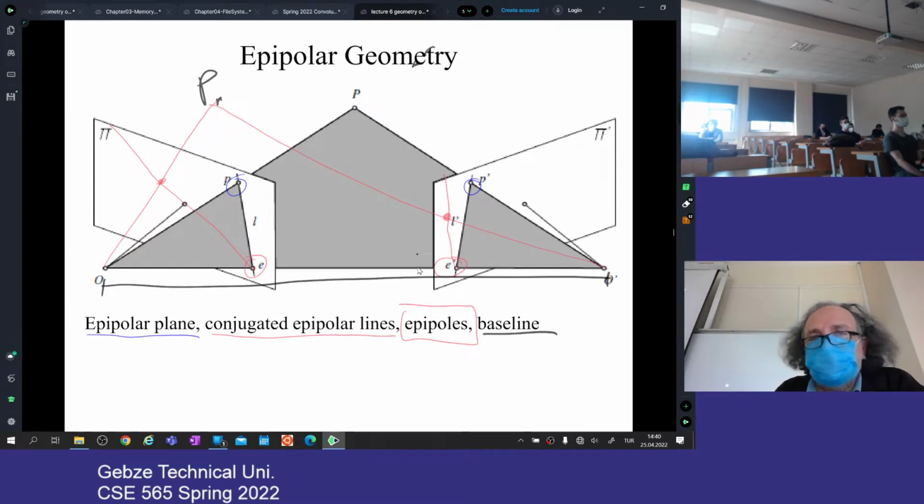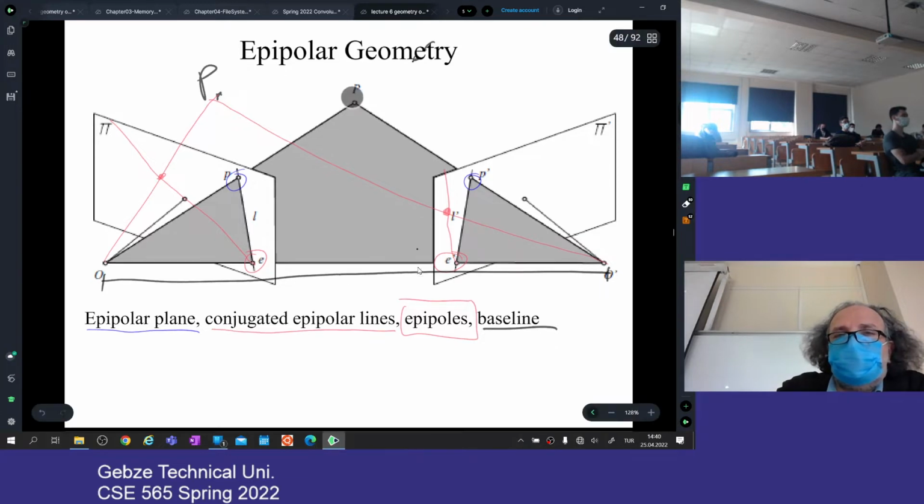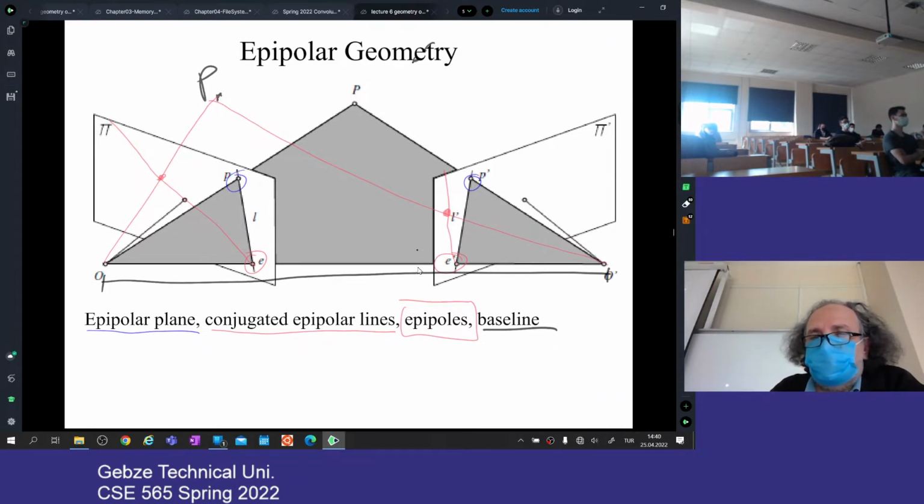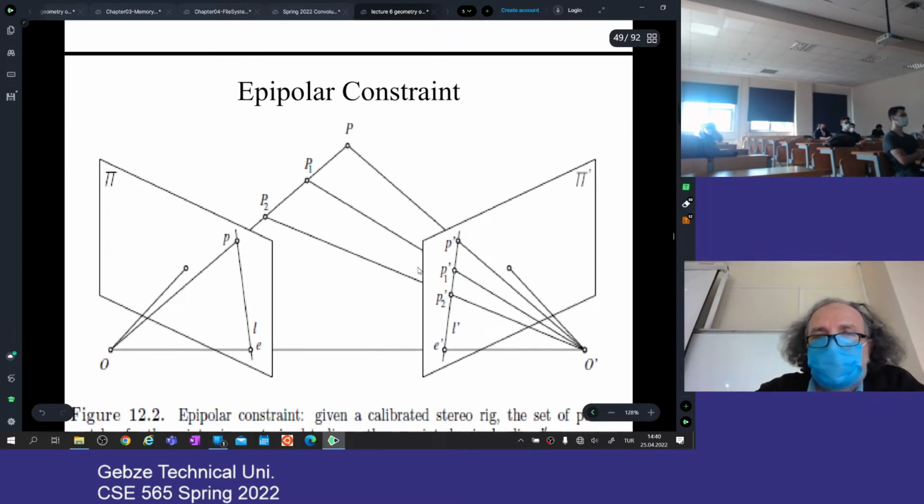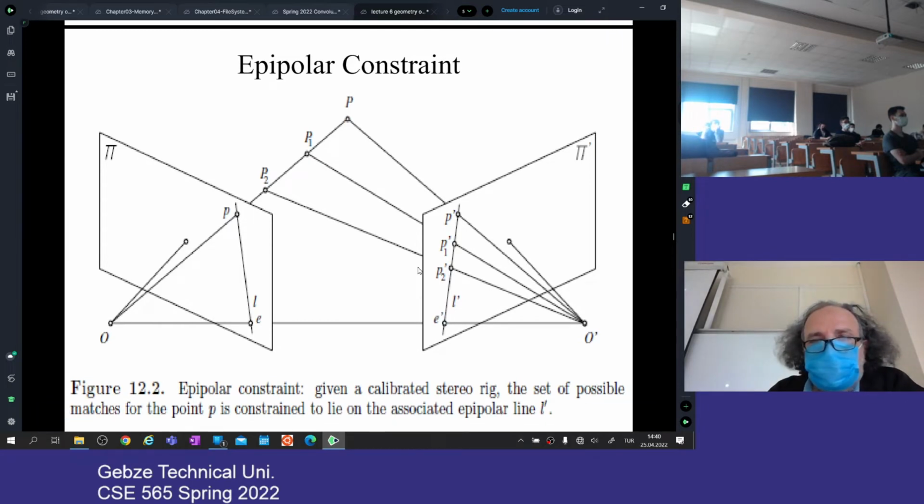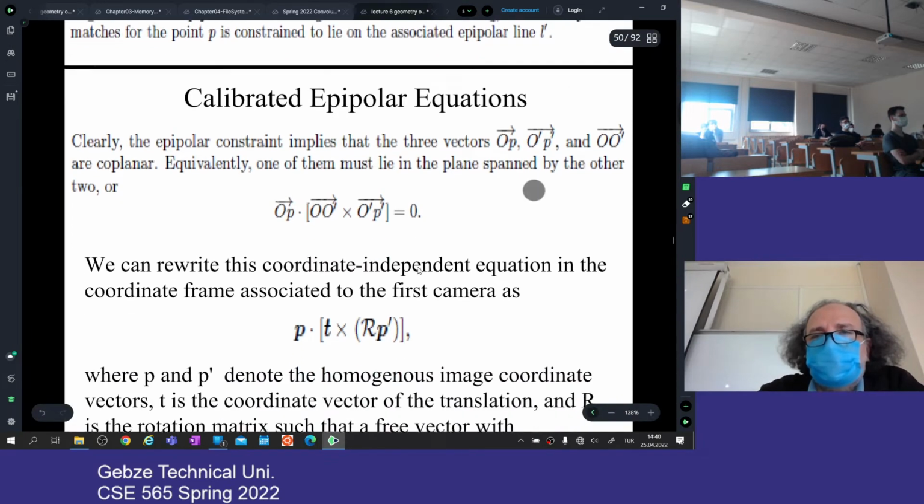These are the definitions. It all plays around this simple plane. That plane goes through this point P, O and O prime. O and O prime don't change for the given scene, but any point on the scene, of course, will produce a different epipolar plane. Okay, we already looked at this one. Okay, let's move on.